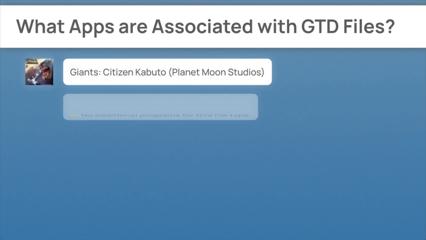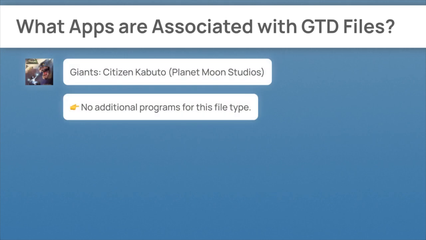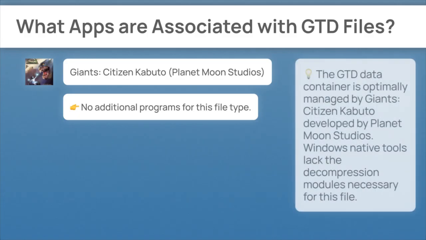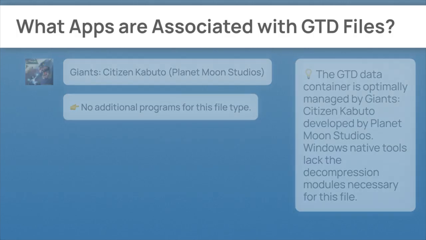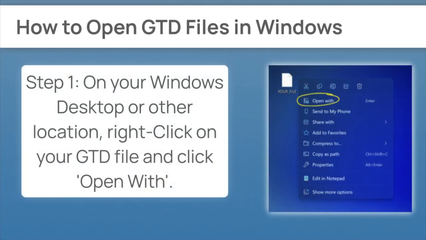For comprehensive file management, GTD relies on Giant Citizen Kabuto, developed by Planet Moon Studios. Full file access relies on specialized software that can rebuild the file's index. Windows cannot inspect bundled game resources, so specialized extraction applications must be used. We're going to check the compatibility list systematically.